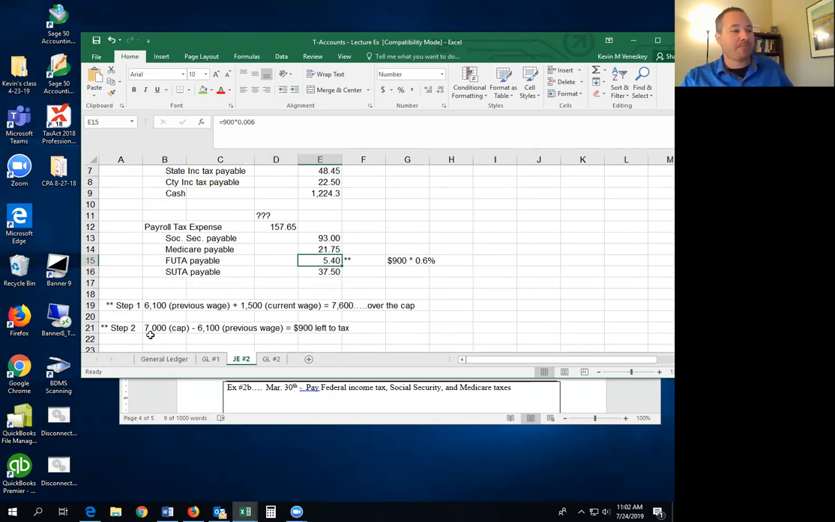That's over the cap. So we go down to step two, $7,000 minus the cap amount minus how much we've made. Tells me there's $900 left to be taxed. So $900 at 6.6% instead of the full $1,500. Gives me $540. And then the SUTA, I tell us in the problem, is 2.5%. This amount is not over the SUTA cap of $9,500. So no cap hit there. Add these all up, and we do get the $157.65.